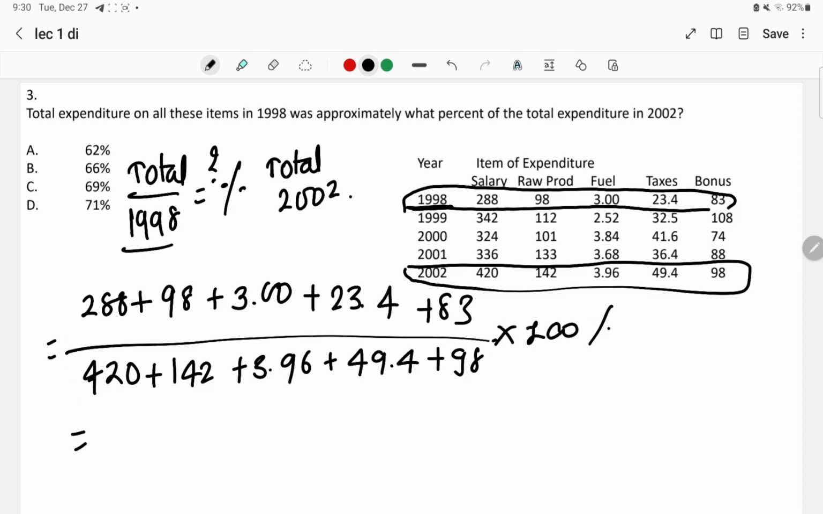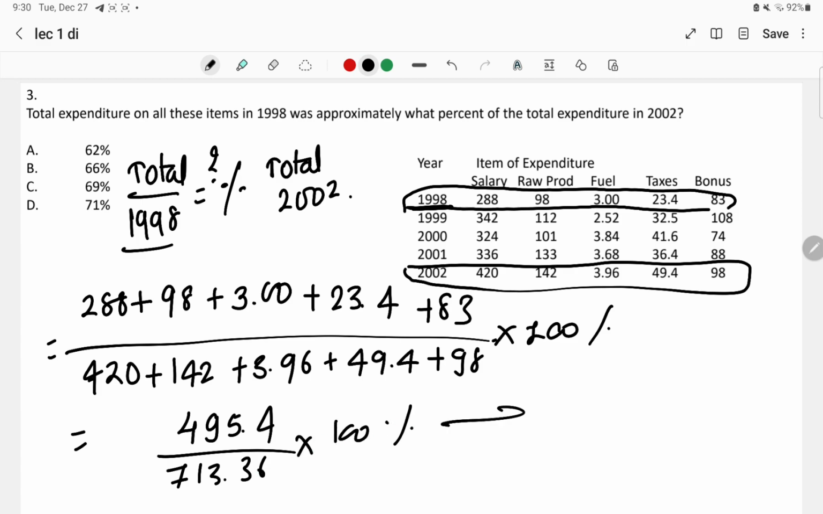Okay, simple calculation. Carry out the summation of all the numerator, that is 495.4 upon 713.36 into 100 percentage. What will be the calculation? Carry out. The answer will be equivalent to 69.45 percentage. A simple question. A simple question. What was given over here?